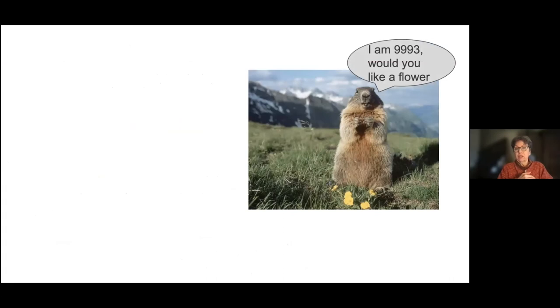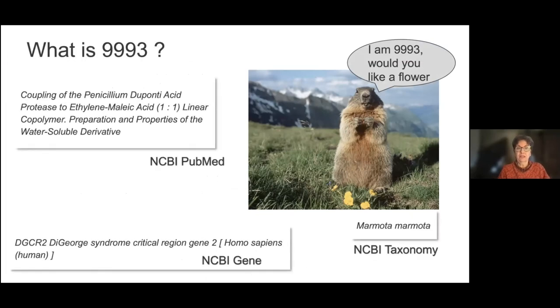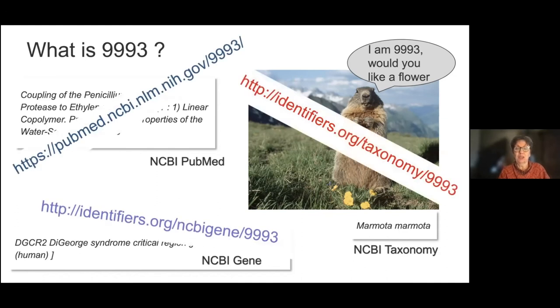Why is it important to have this URI? Let's say that I say 9993. But what is 9993? It can be an NCBI PubMed identifier, it can be the identifier for an NCBI gene, or it can be an NCBI taxon ID for Marmota, which is certainly what this Marmota wanted to say. All these resources use the same number, so it's very important to have this prefix to distinguish between them.